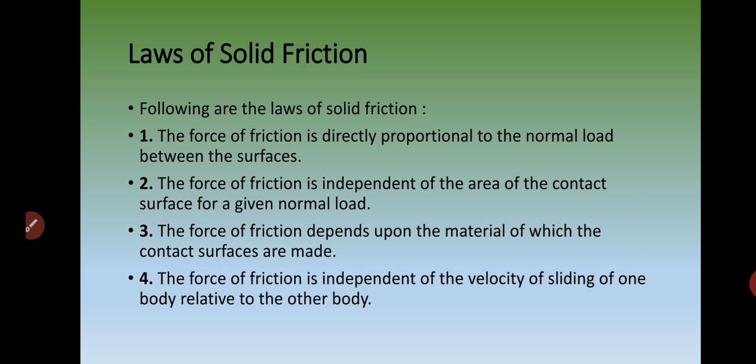Laws of solid friction. Following are the laws of solid friction. The force of friction is directly proportional to the normal load between the surfaces. The force of friction is independent of the area of the contact surface for a given normal load. The force of friction depends upon the material of which the contact surfaces are made.